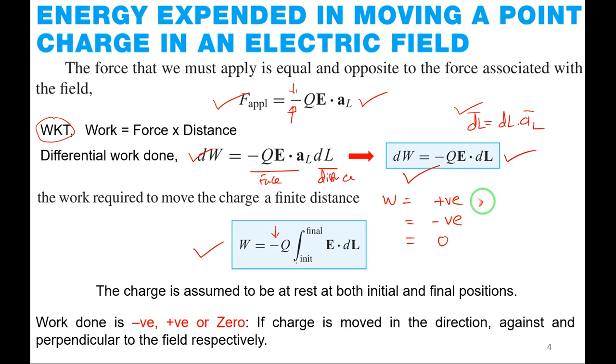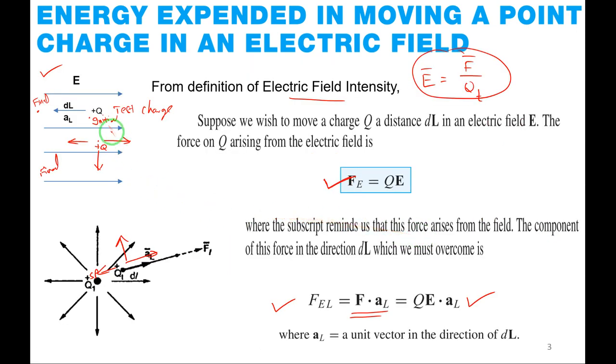If I move the charge against the field, the work done is positive. If I move the charge in the direction of the field, the work done is negative. If I move the charge perpendicular to the field, the work done is zero, because in the dot product E dot dl we get cos 90, and cos 90 is zero, so we get zero.